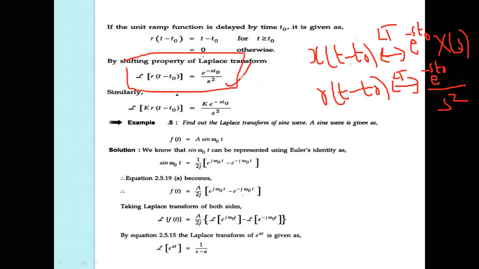For x of t minus t naught, the Laplace transformation is e power minus s into t naught times x of s. What is the x here? The ramp. For r of t minus t naught, the Laplace transformation is e power minus s into t naught times the transform of r of t, which is 1 by s square. So the Laplace transformation of r of t minus t naught is e power minus s t naught by s square. Got it? If k is multiplied, you get k into e power minus s t naught by s square.